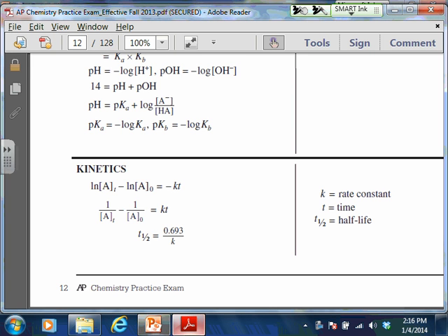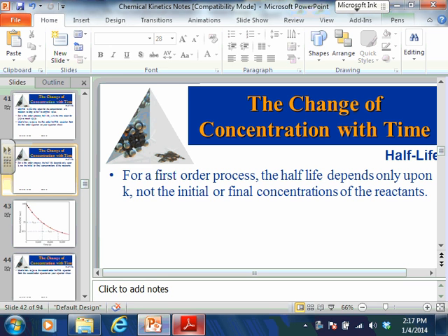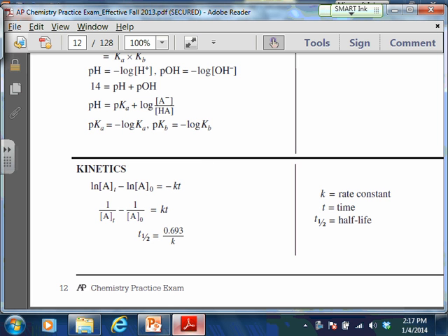I'll just do it on the screen so that I have it right here. The natural log of A at time t minus the natural log of A at time 0 equals negative kt. Okay? This equation right here. For half-life, we need to solve for the t. And this time that we're solving for is the time it takes for us to end up with half of our original concentration.